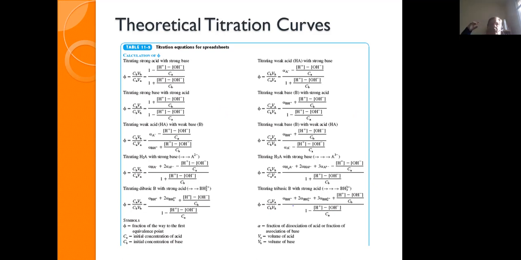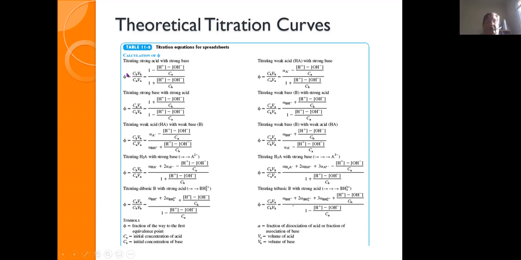Okay, so you will need to do a theoretical titration curve for this experiment. And for that, you're going to go to this table in the textbook. So there is a derivation in the course notes for titration of a weak acid with strong base. So that's a derivation of one of these titrations. It's not the one you need for lab. I'm not going to go through the derivation. It's there in the notes if you want to look at it. What I am going to go through is how you use these equations to generate a titration curve.